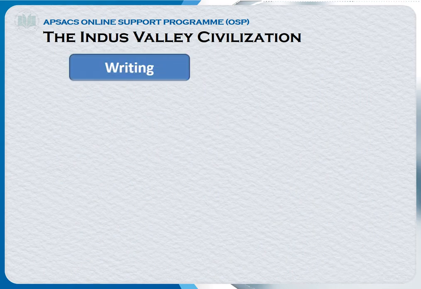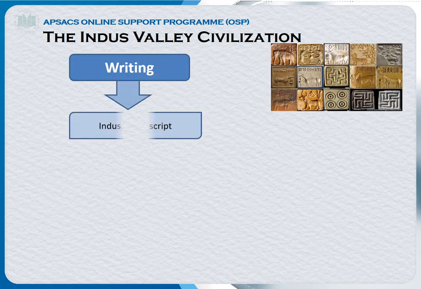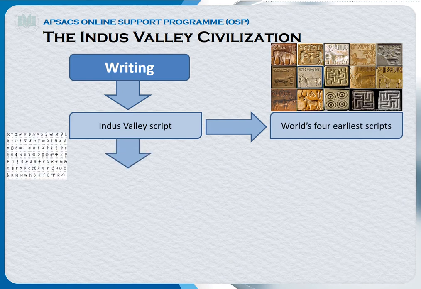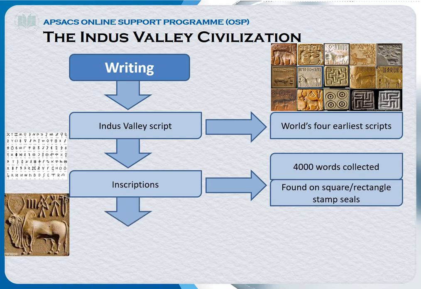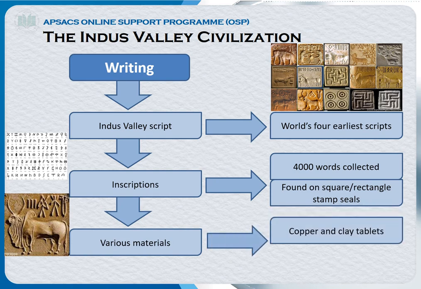Now, let's talk about writing of this civilization. This Indus Valley script is one of the world's 4 earliest written scripts. It has inscriptions which were collected, and till now around 4,000 words have been collected. These inscriptions or glyph strings are mainly found on square or rectangular stamp seals. They were made of various metals. Some are inscribed on copper and clay tablets, but some are scribbled on metal artifacts and pottery.